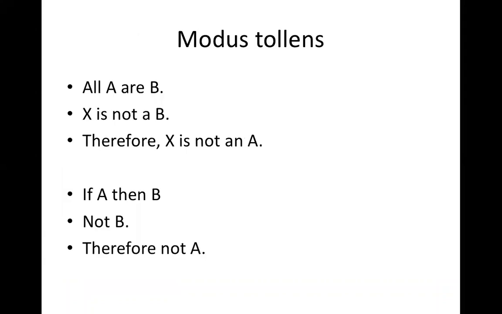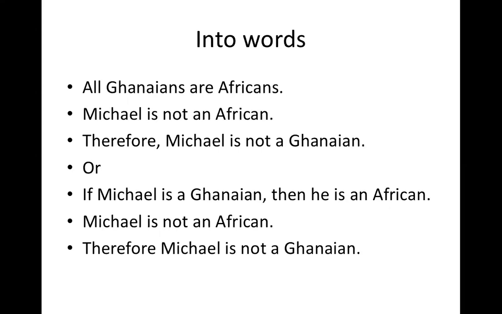Then we have modus tollens. All A are B, X is not a B, therefore X is not an A. So denying the consequent, we said it is valid. We call it modus tollens. If you say Peter is not an African, then automatically Peter cannot be a Ghanaian. It's a valid argument. All Ghanaians are Africans. Michael is not an African, therefore Michael is not a Ghanaian.